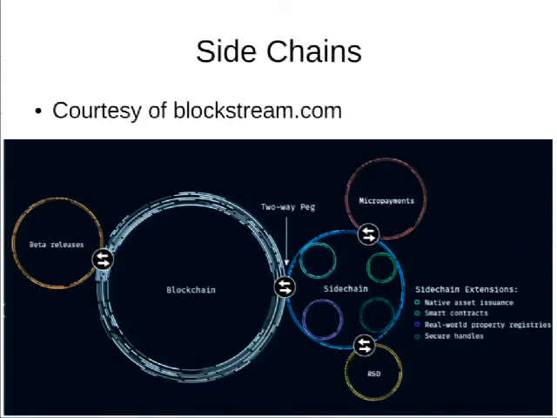Sidechains are pretty cool. This is a picture I stole from Blockstream. So what you have is the blockchain running right here, stacking up with blocks. There's a peg point where the blocks are pegged with another chain, and so you can run other things, like here's a beta release chain. You can peg it so that a certain level of this blockchain is tied to a sidechain, where they can both then go up next to each other. Micropayments, research and development. It just allows for more chains to be running at once.